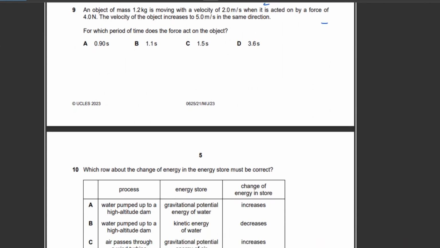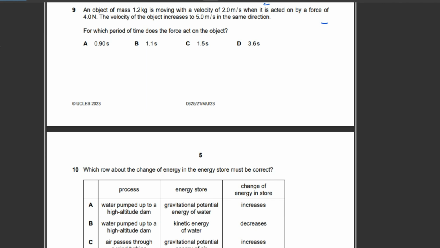So, question 9. An object of mass 1.2 kilogram is moving with a velocity of 2 meters per second. When it is acted upon by a force of 4 Newton, the velocity of the object increases to 5 meters per second in the same direction. For which period of time does the force act on the object?